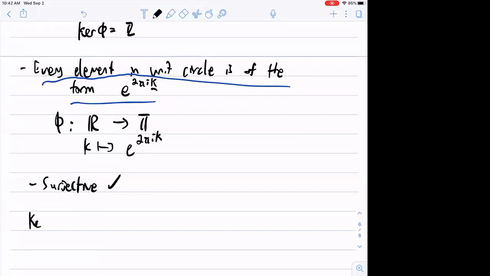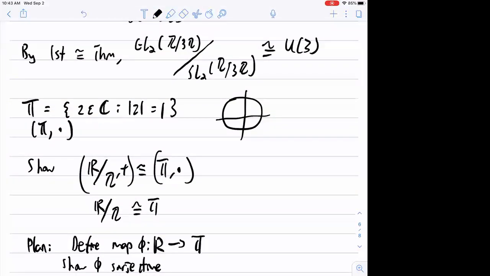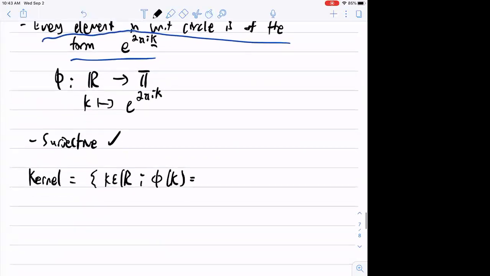So the kernel equals the set of k in R such that phi of k is the identity. Since the things in the unit circle are under multiplication, the identity is 1. So I need to show the set of k where phi of k is 1. In other words, the set of k in R such that e to the 2 pi i k is 1. This should also just be knowledge of complex numbers: when is e to the 2 pi i k equal to 1?